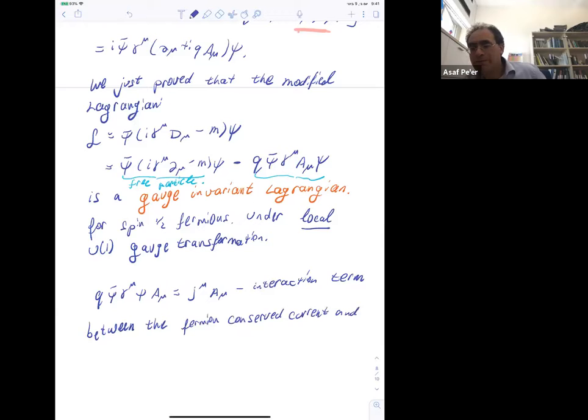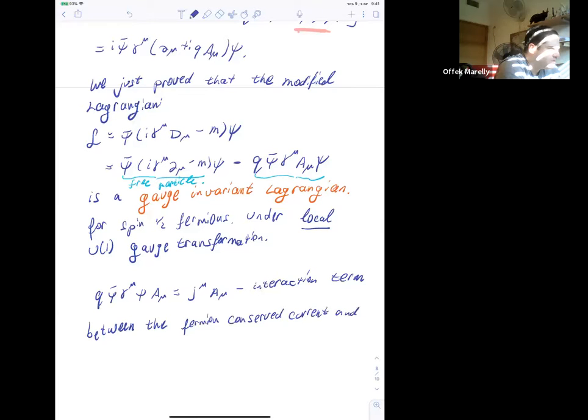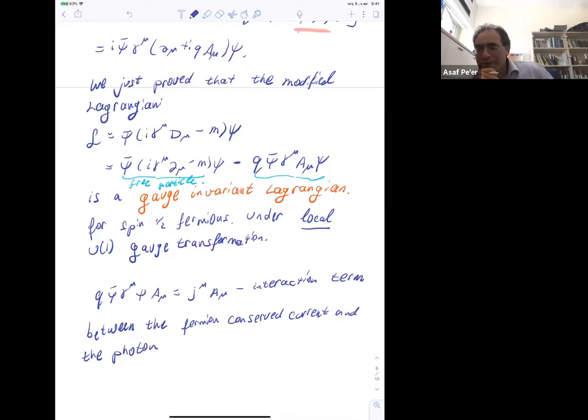What is A mu? I mean, here I just introduced it as a field. But which field? EM? It's a photon. Right? But I haven't proven to you it's a photon. I'm going to show you right away. I mean, it has everything you ask for a photon.